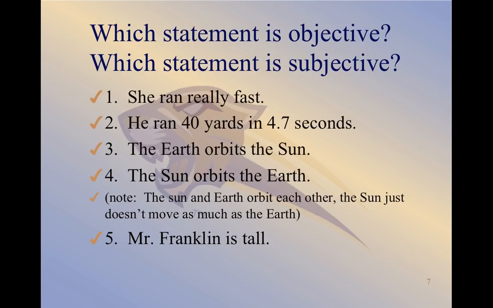Now the question is, is that true or not? So what we find out if we read this note is that actually 3 and 4 are both not exactly true, but they are both objective statements, because we could measure it and we could figure that out. The sun and earth orbit each other in real life. The sun just doesn't move as much as the earth. So that is probably the most objective of 3, 4, and our little note there.